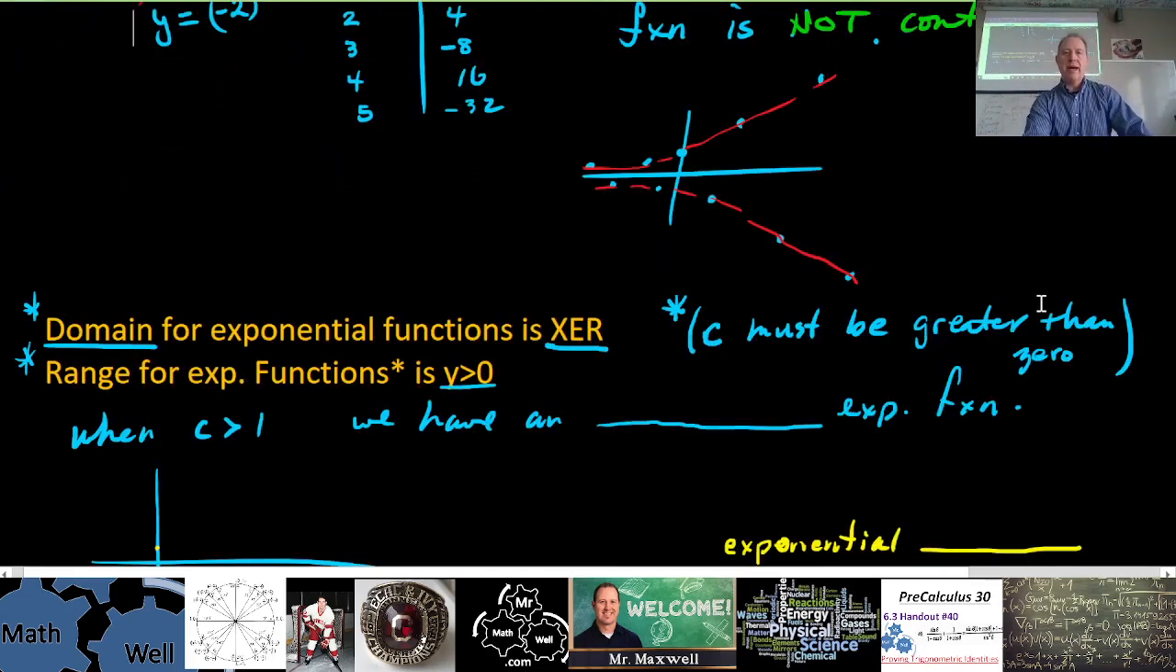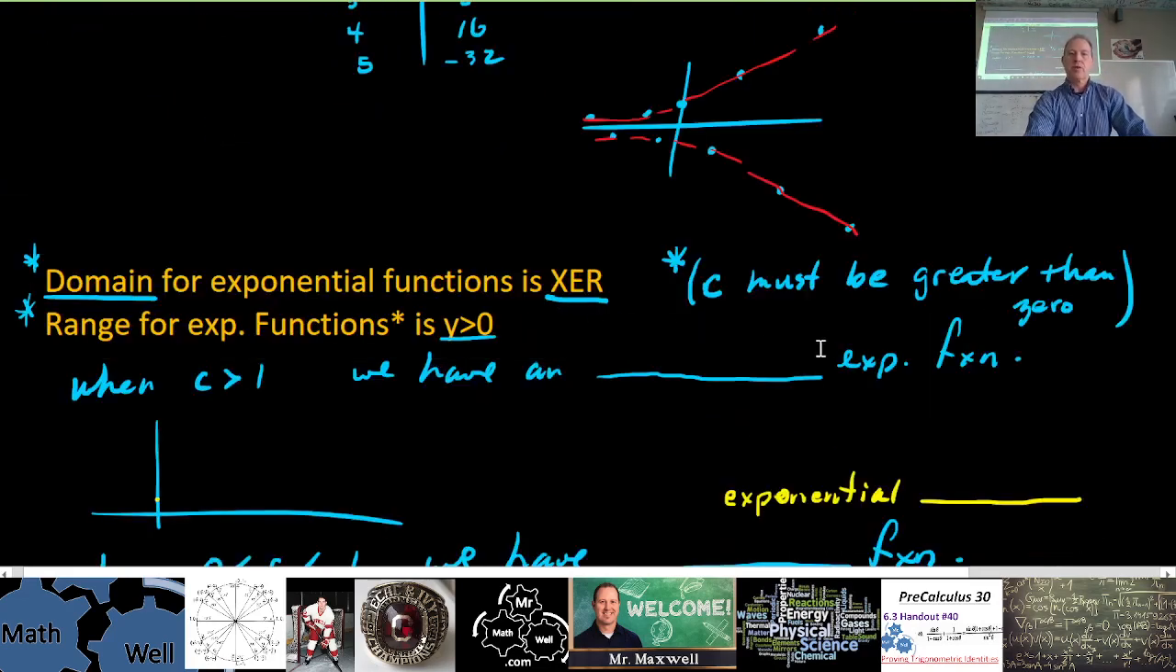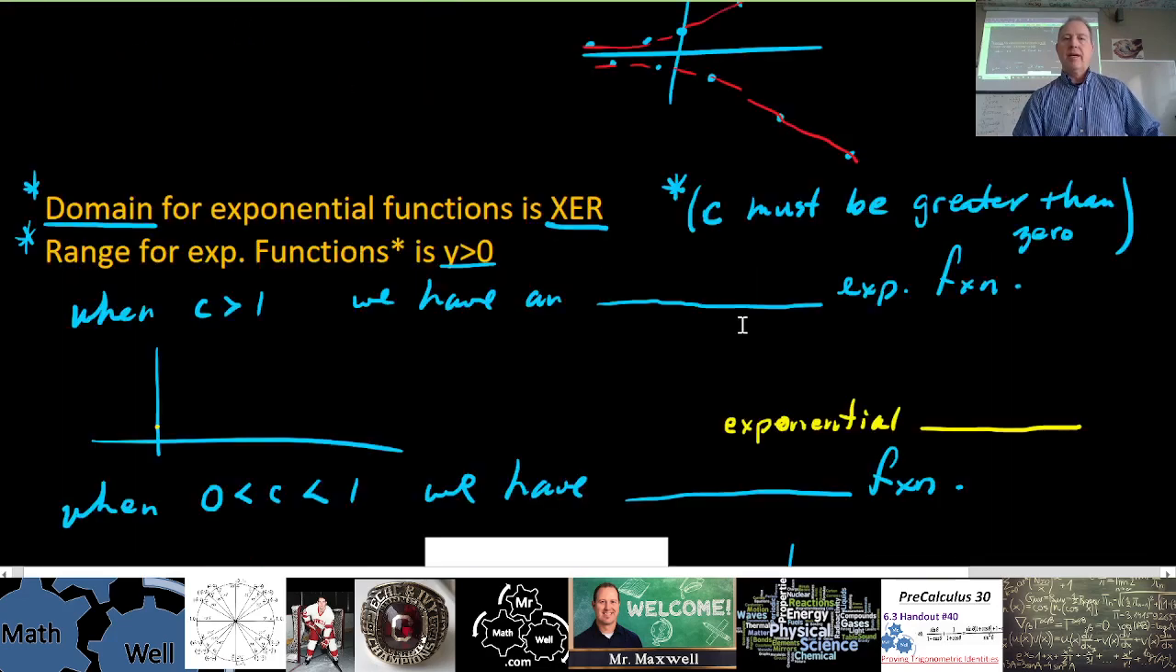So the domain for exponential functions y equals c to the power of x, of course, is where c is greater than 0. And technically, it's not defined as an exponential function if c equals 1. But the range is y is greater than 0.